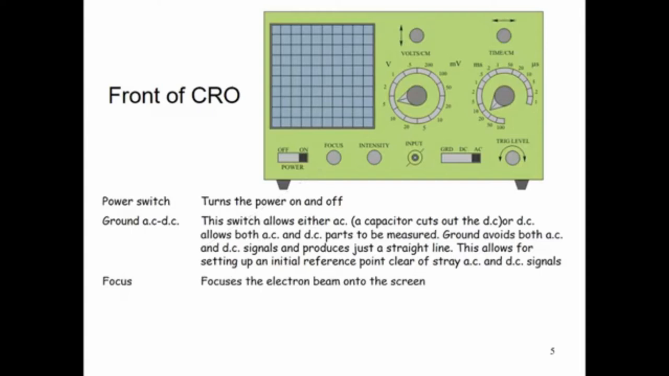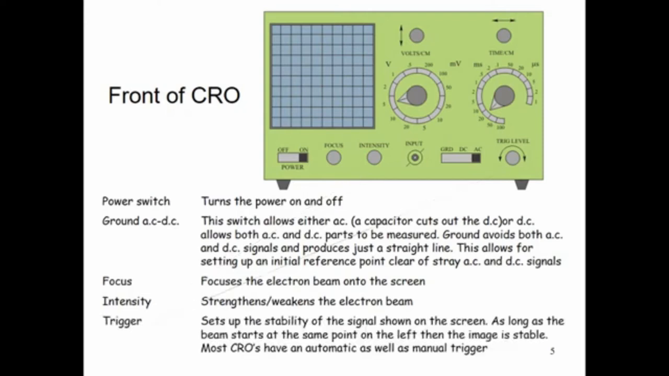Focus focuses the electron beam onto the screen. Intensity strengthens or weakens the electron beam. And trigger sets up the stability of the signal shown on the screen. As long as the beam starts at the same point on the left, then the image is stable. Most oscilloscopes have an automatic as well as manual trigger. You usually use this when the waveform keeps running so fast that you can't even see the waveform to measure it. So you use that to stabilize it.